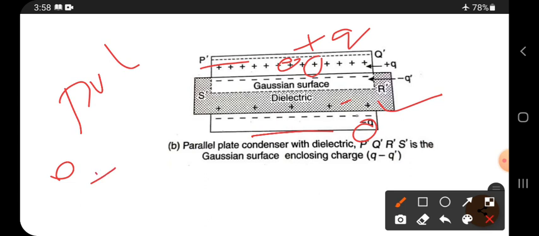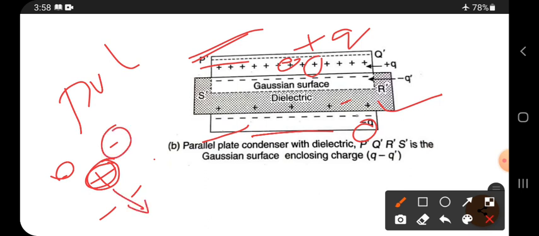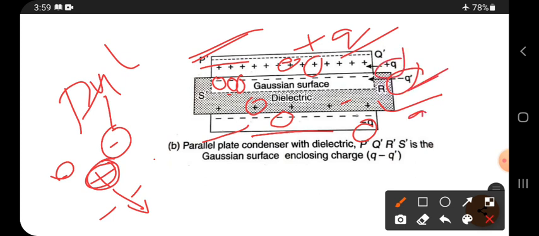Atoms are present, and an atom contains a positive nucleus with negative charges around it. Because of the charging of these two plates, the positive nucleus can move towards the negative plate, and the electrons, these negative charges, can move towards the positive plate. So these are the induced charges. The negative charges are displaced towards the positive plate, and the positive charges towards the negative plate. So instead of q, q minus q dash is written.